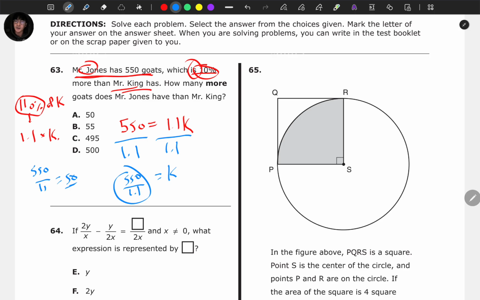But then now you compare 11 with 1.1. This is 10 times bigger than 1.1. So that means that the answer should be 10 times as big as 50. So that's going to be K is equal to 500. Okay? But we are not done because it says how many more goats does Mr. Jones have than Mr. King? So this is not asking you for King, so don't fall for D. Okay? So now it says how many more goats does he have? Well, I know how much Jones has, 550. So now we just compare 550 to 500, and that's just 50. So it's A, right? So we could do 550 minus 500, you're going to get the same answer.